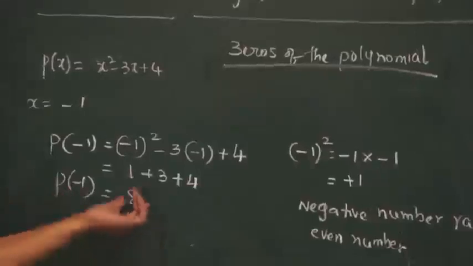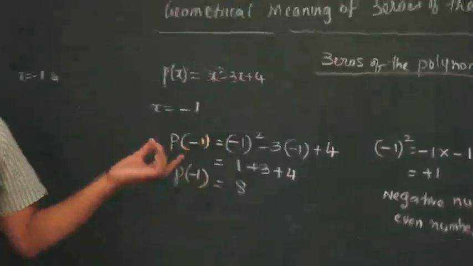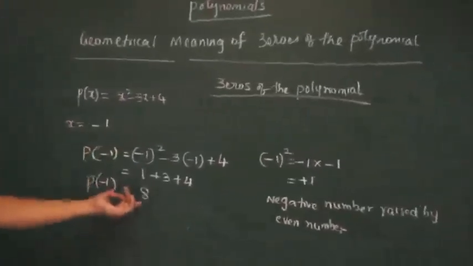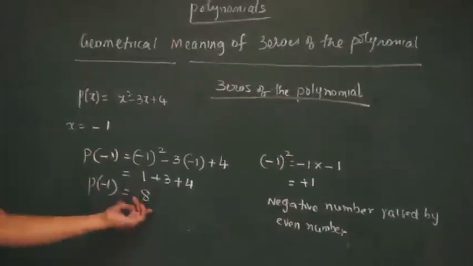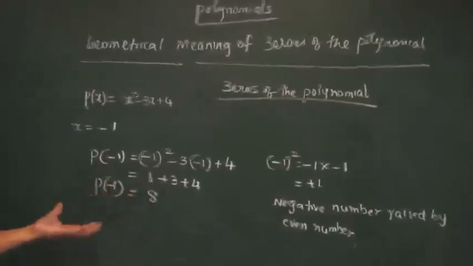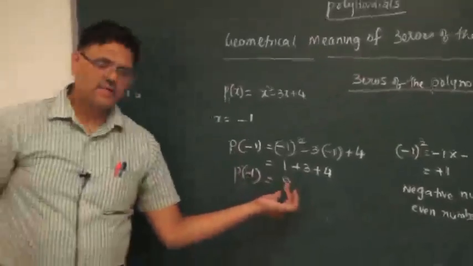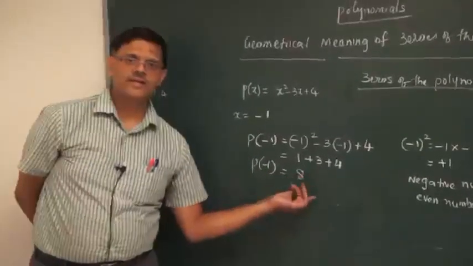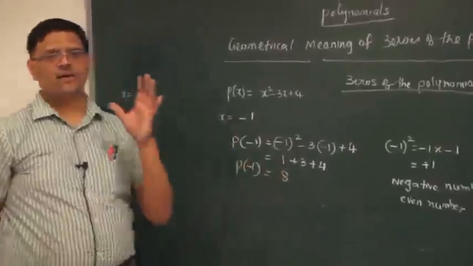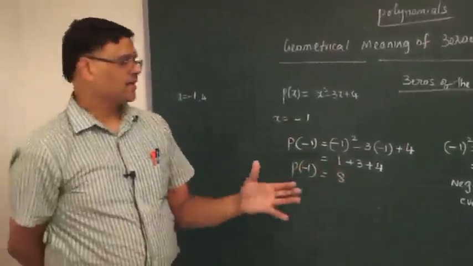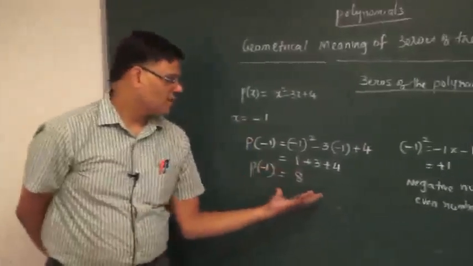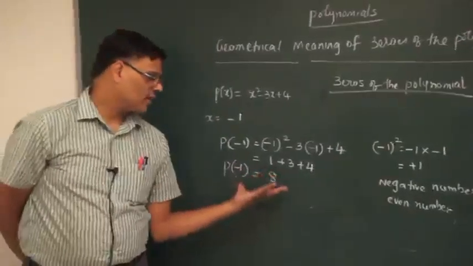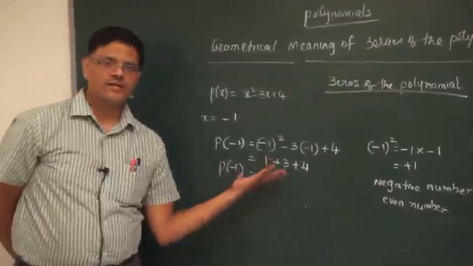Then is 8 the zero of the polynomial? We have to see that. If it is 8, is 8 the zero? We can say that it is a zero of the polynomial only if the value is 0. So what is the 8? 8 is called the remainder. Here the remainder is 8. Therefore, here we are not getting any zeros.